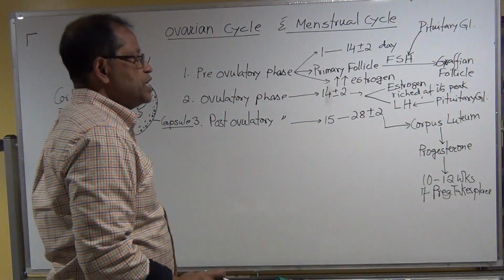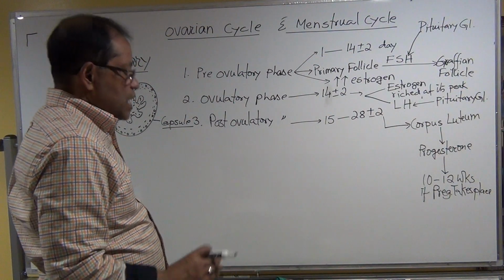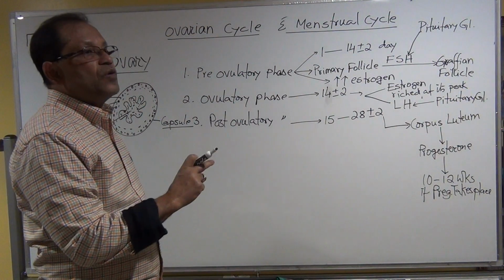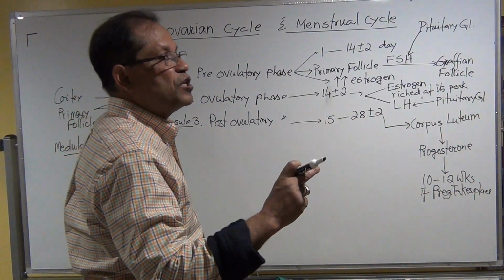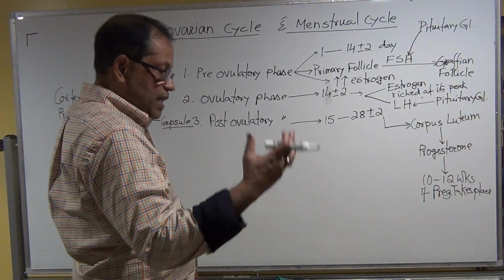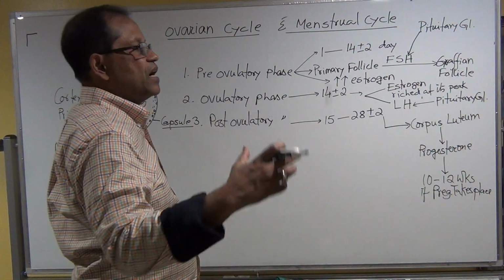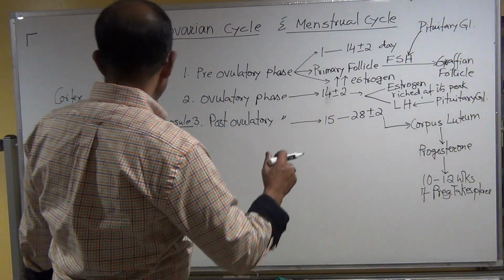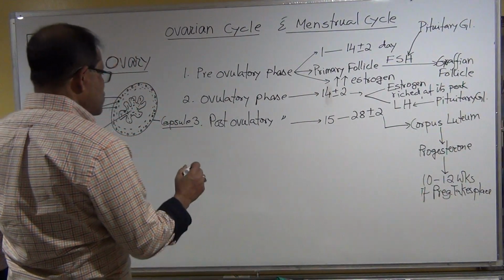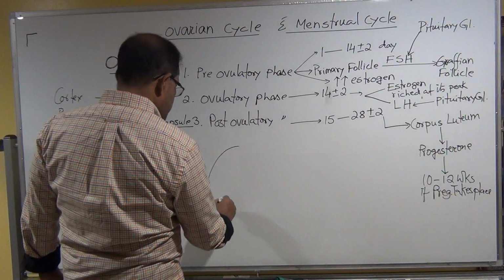Okay, so this is post-ovulatory, the production of corpus luteum. So corpus luteum is actually the Graafian follicle after it releases the egg. That means ovulation takes place. The leftover of the follicle inside the ovary is known as corpus luteum. Okay, so now I am drawing the ovary again with the corpus luteum.